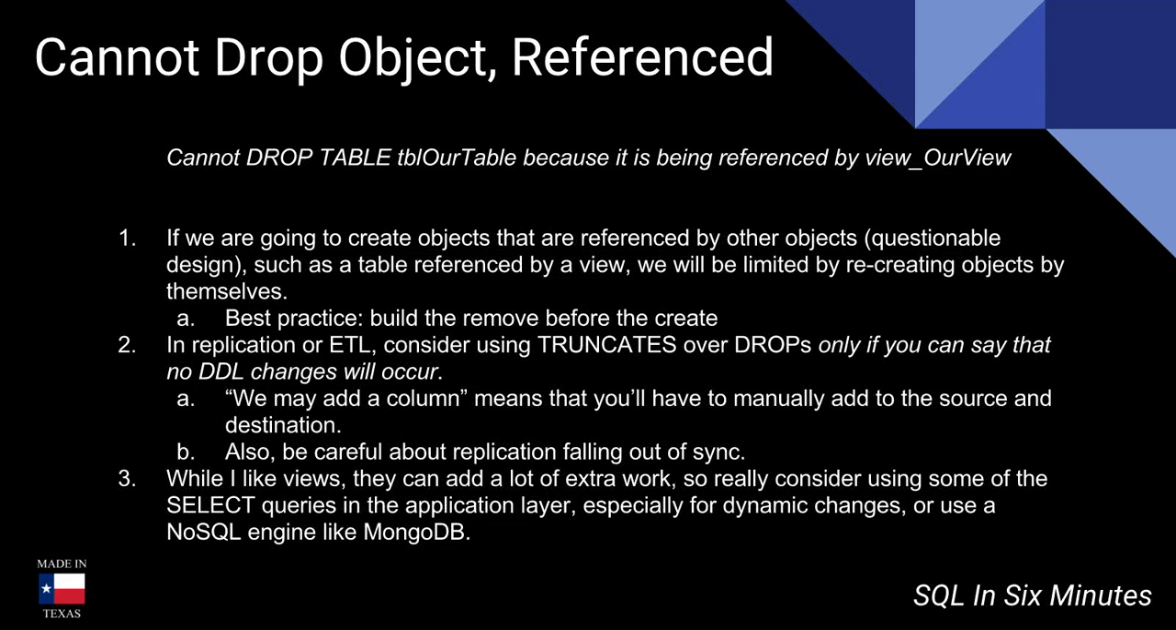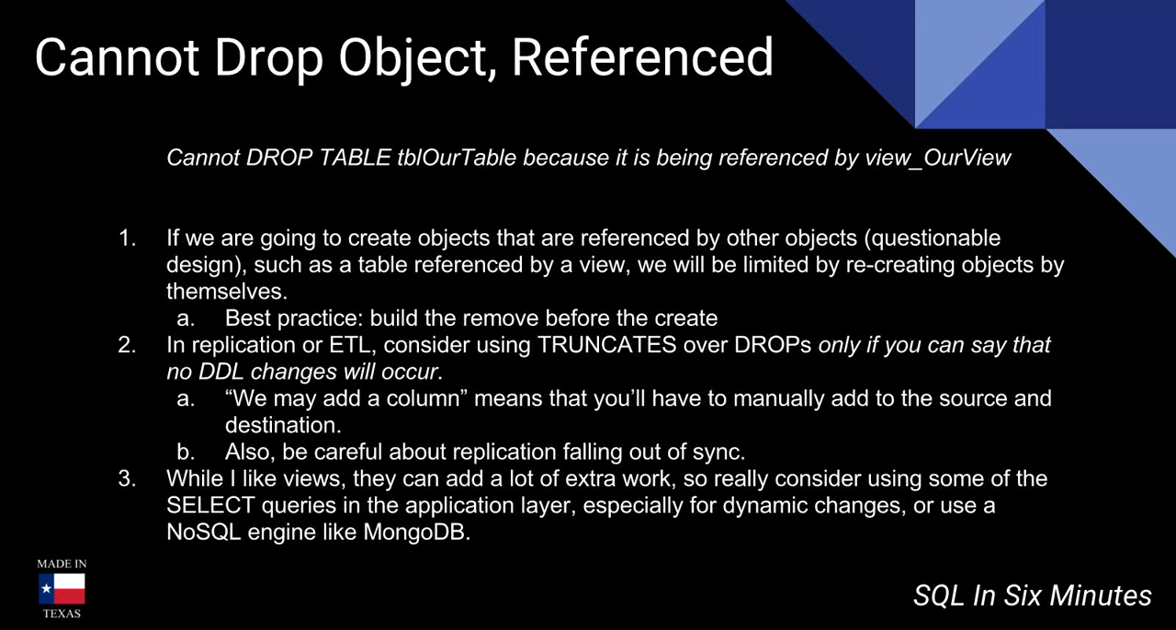So if we're going to create objects that are referenced by other objects, which is a questionable design, and we're going to do this a lot, then I don't think views should be what references objects like tables. Because if I'm going to be dropping tables, I don't want to be putting views that then prevent me from dropping tables if it's part of the normal process. I'll cover that in a second. This example here is a table referenced by a view. We're going to be limited by recreating objects themselves, right?